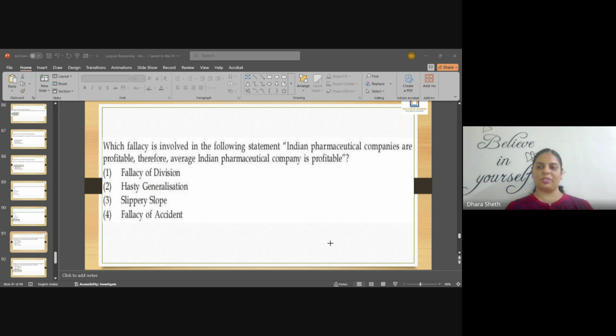Are we talking about exceptions? Are we not talking about exceptions? Are we considering them? It is the fallacy of accident. Based on a rule that applies to most of the things involved, you are not considering exceptions. So you say average Indian pharmaceutical company is profitable, but there might be a lot of exceptions in this.